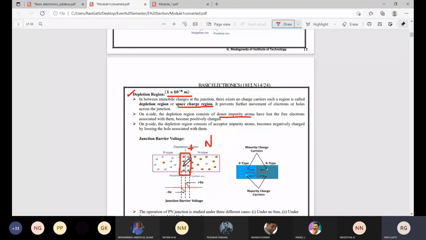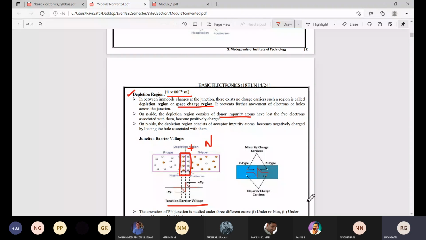Because of this negative atom and this positive atom, some electric force, a barrier voltage, will be created. Something like a bond will be created between the positively and negatively charged atoms, and that voltage difference we call the junction barrier voltage. Some force of attraction has been created between these two layers, and we represent that force of attraction in terms of voltage, which we call the junction barrier voltage.